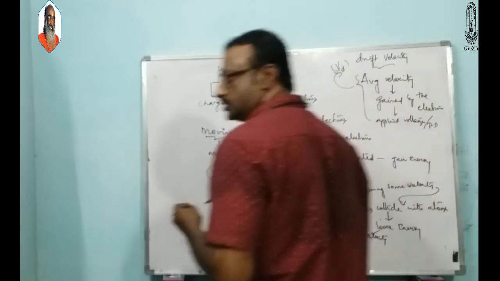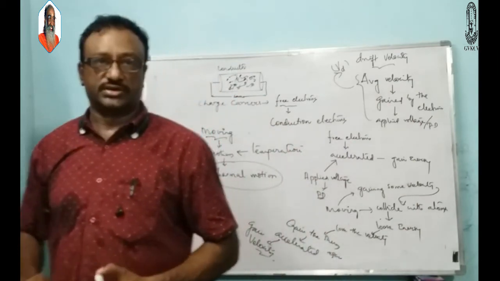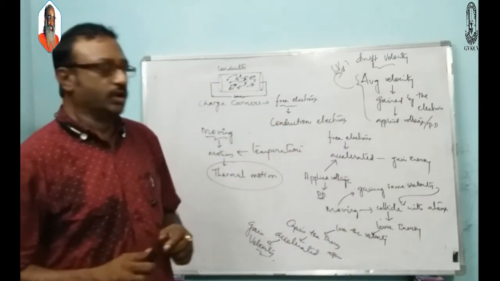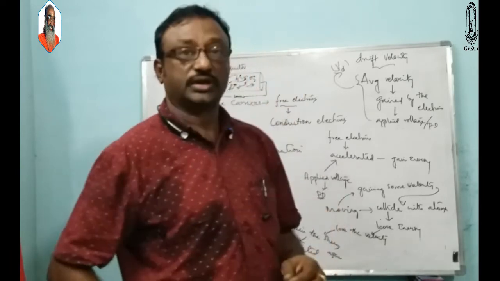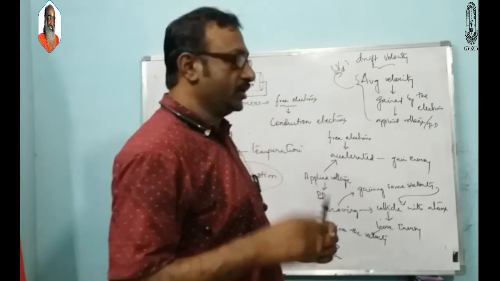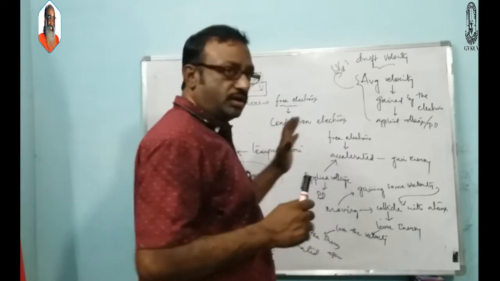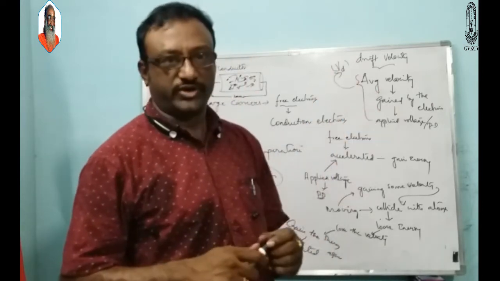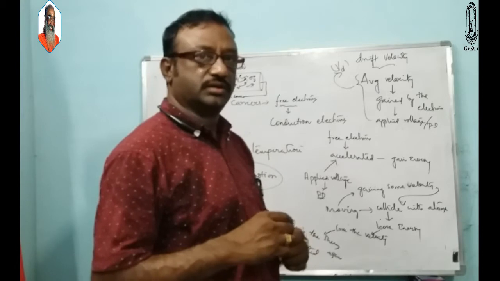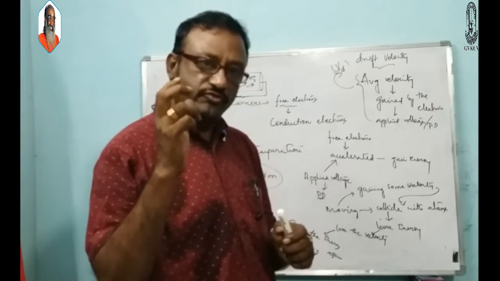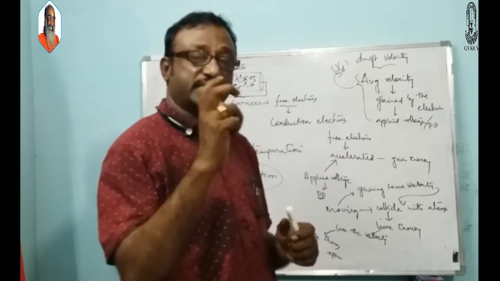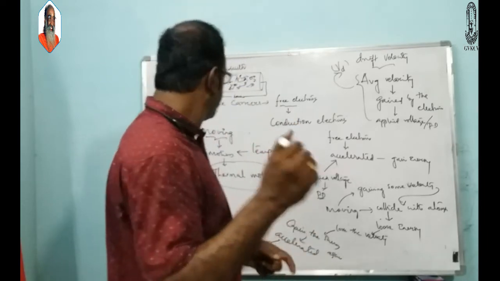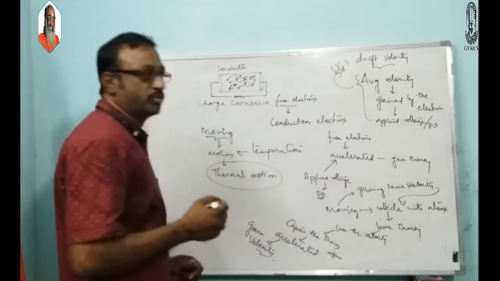This is called the drift velocity. Now we were talking about the average velocity. Look here: before the potential difference is applied, the electrons were moving because of the temperature, and the movement depends upon the temperature. We call this the thermal motion.